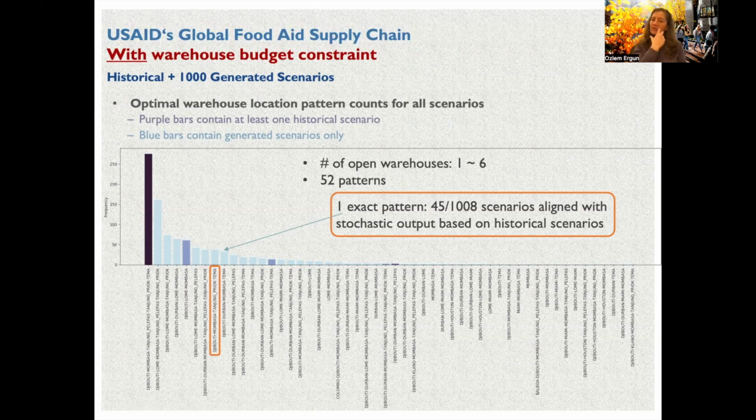So it was actually somewhat significant to see that a stochastic optimization solution based on the historical scenarios really did not give us the optimal solution when we generated many more potential synthetic scenarios and looked at the optimal solutions that appeared most frequently for each of these scenarios.